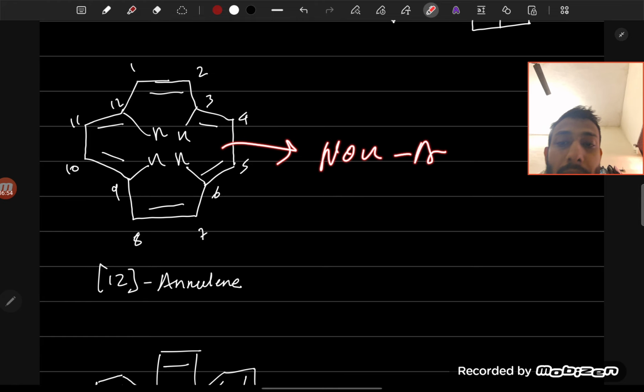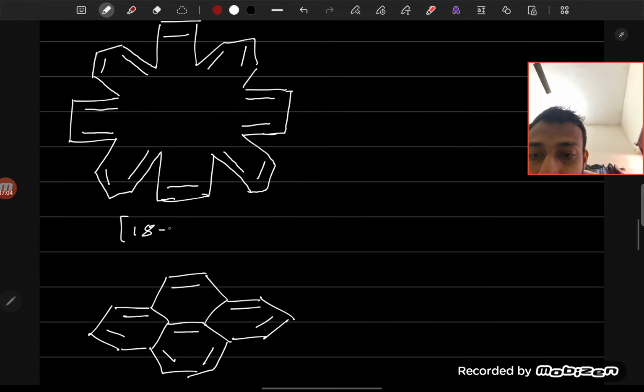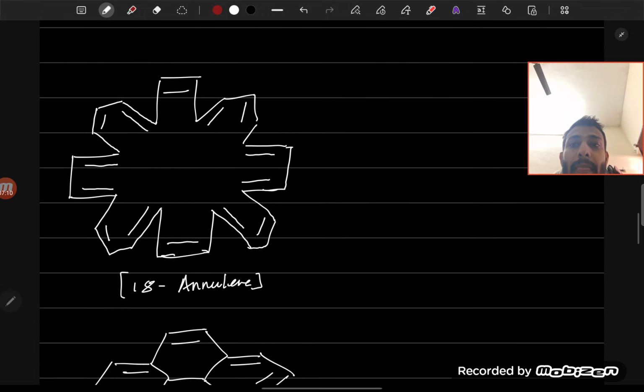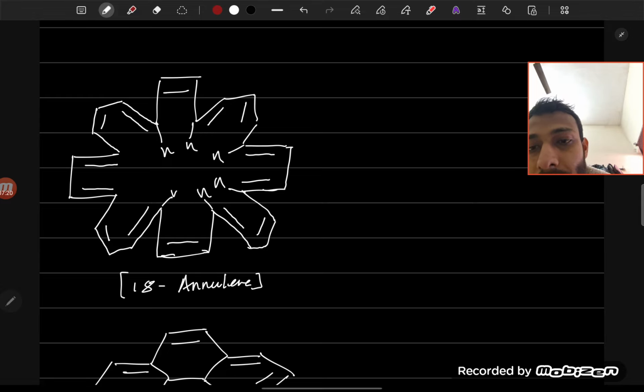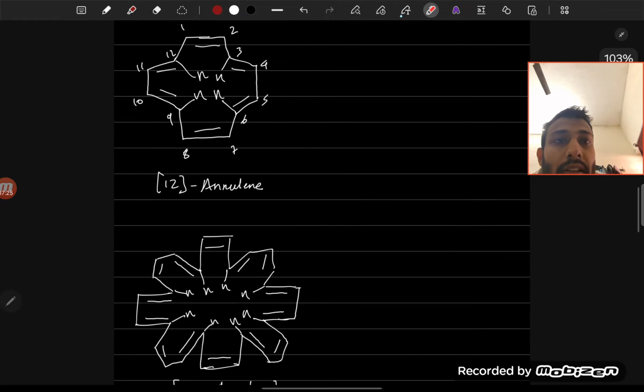Okay, non-aromatic. It's 12 annulene. Wow, we have the next compound, that is 18 annulene. It also has the same configuration, with hydrogen atoms here, but like you can see right here we have less space at the center, and here we have a large amount of space at the center.